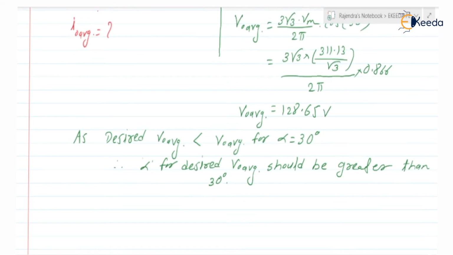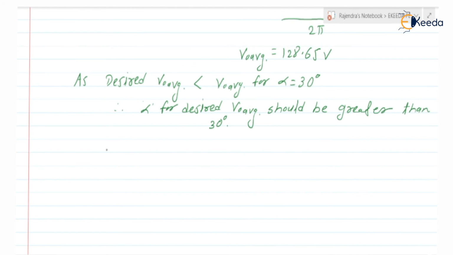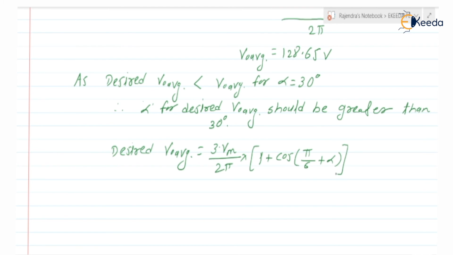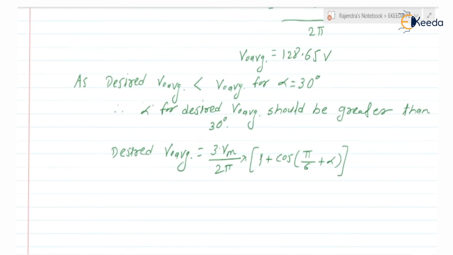Now which expression do we need to use? We need to use the expression for alpha greater than or equal to 30 degree. So the desired V0 average is equal to 3 into Vm divided by 2 pi, into 1 plus cos of pi by 6 plus alpha, right? So what is the desired V0 average we have? It is 111.48, right?